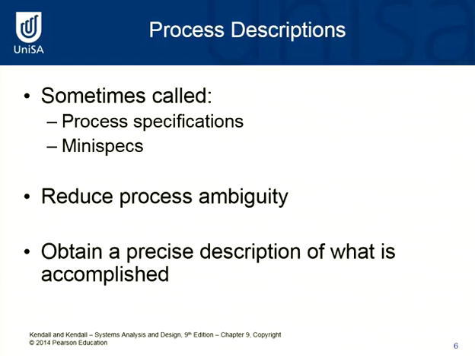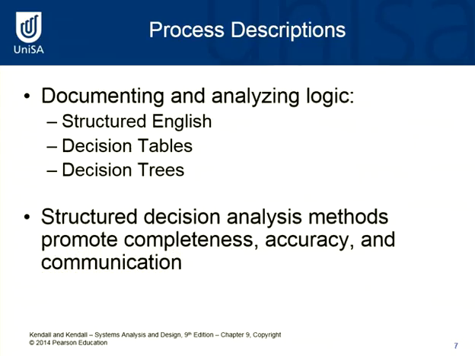So we need to think about process descriptions. Sometimes they're called process specifications or mini specs. So we're pretty basically just adding another level of detail in terms of what's going on in the processing within a particular system. Why? To reduce process ambiguity, to basically outline what's going on within a particular process, and I guess to obtain a precise description of what is actually being done within a particular scenario.